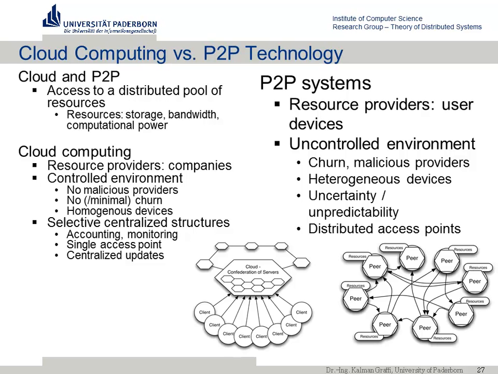So that's especially the difference. In the peer-to-peer system, the resource providers are users, everything is uncontrolled, you have churn and malicious nodes. The users go online and offline. You might have malicious nodes which do not offer enough content or just lie about it. Uncertainty, unpredictability, and it's way harder to provide the same amount of resources and the same functionality.